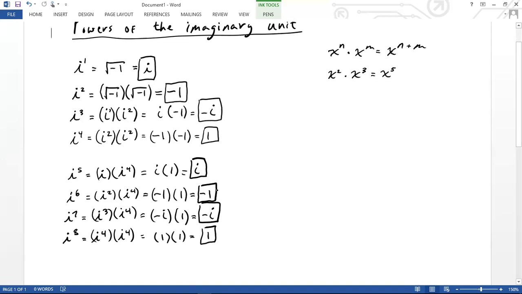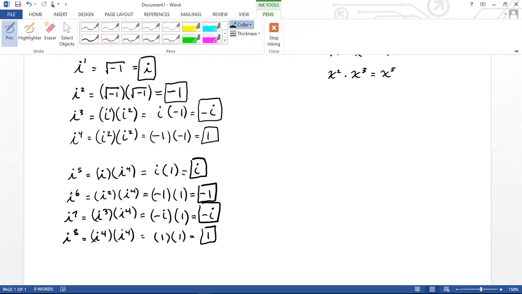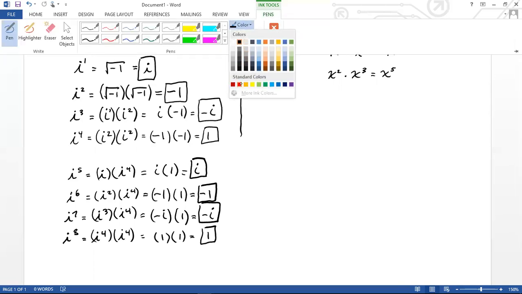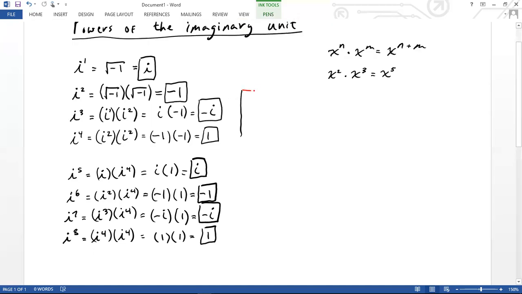Okay, so the way to solve for i, I'll do the example right here on the side. The way to solve for i is just to divide the exponent by 4 and find the remainder. Okay, let's do an example.